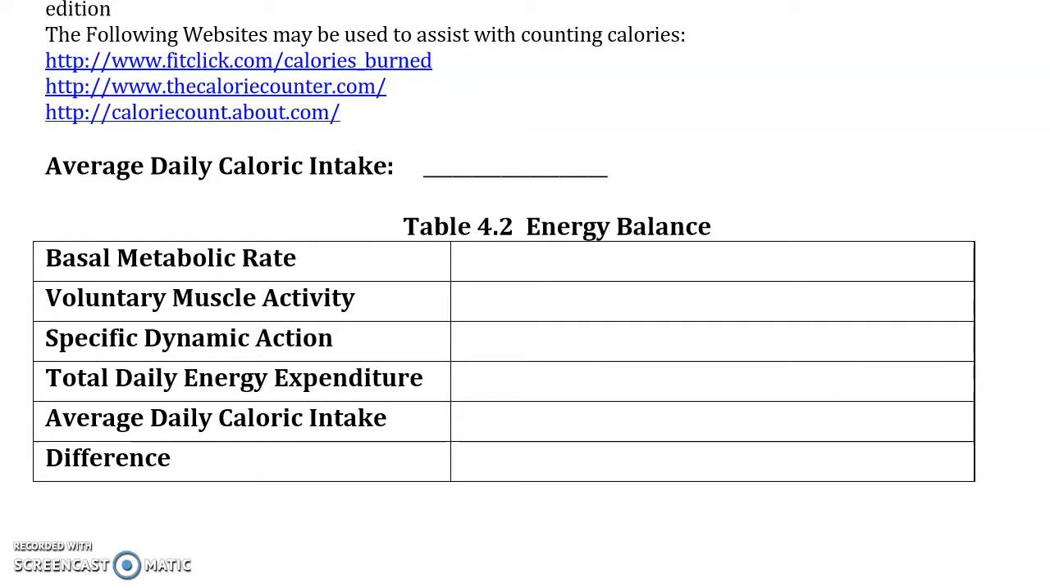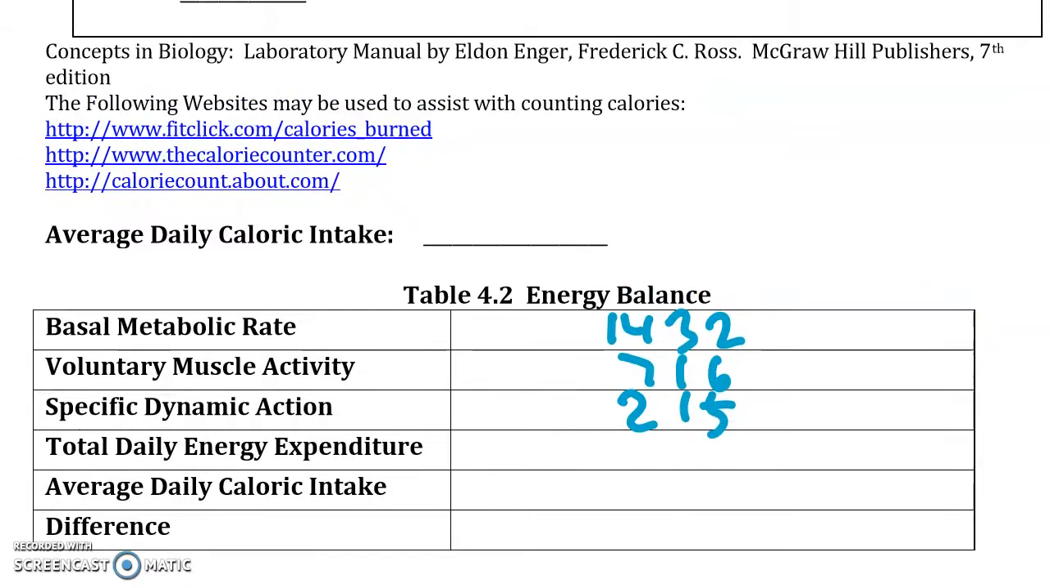And so we had a basal metabolic rate in our example that was 1,432, and you use your own data. Calculate that. Voluntary muscle activity was 716, and specific dynamic action is 215, and that would be your average. That would be what you supposedly need. So that adds up to 2,363. And then you're supposed to calculate how much you are actually taking in.